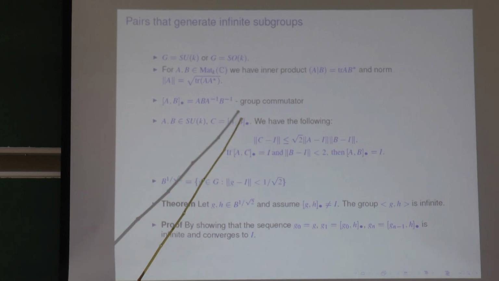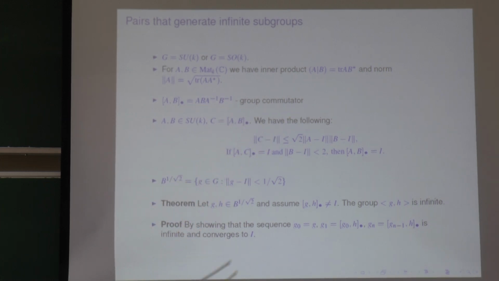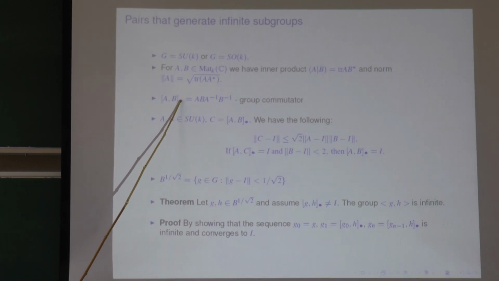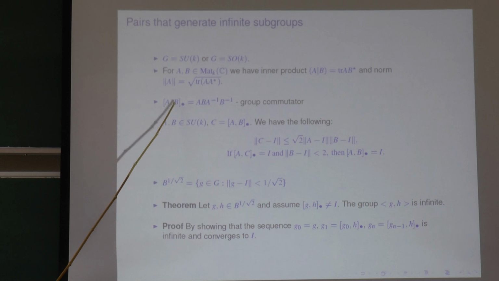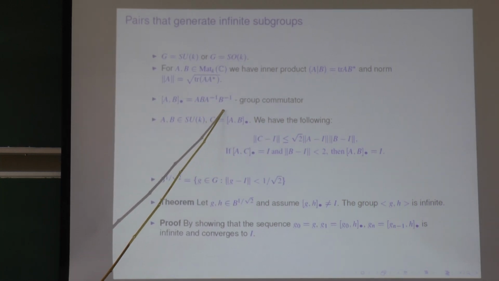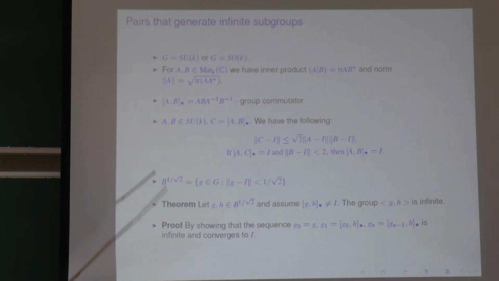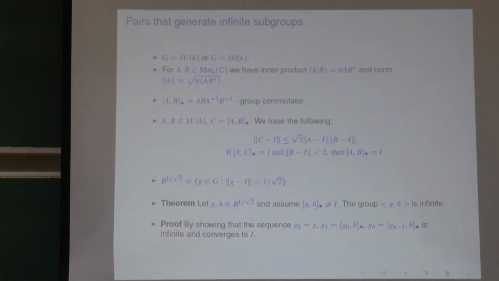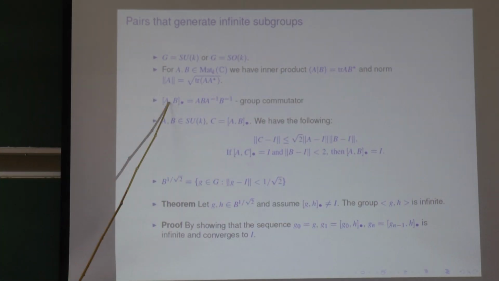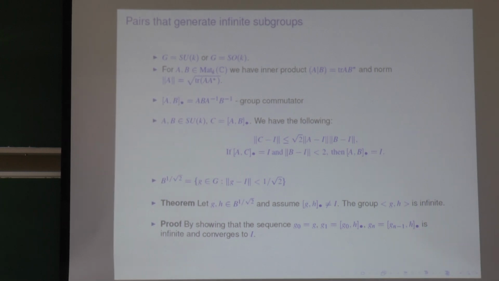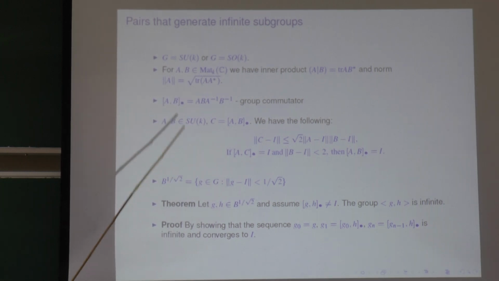And now what I will need is a group commutator. I will denote it as a usual commutator, but with a dot here. The commutator of A and B is ABA^{-1}B^{-1}. So if matrices commute in the usual sense, then this group commutator is the identity. It's just measuring non-commutativity of elements in a group, but using an allowed operation in a group, which is multiplication, not addition.